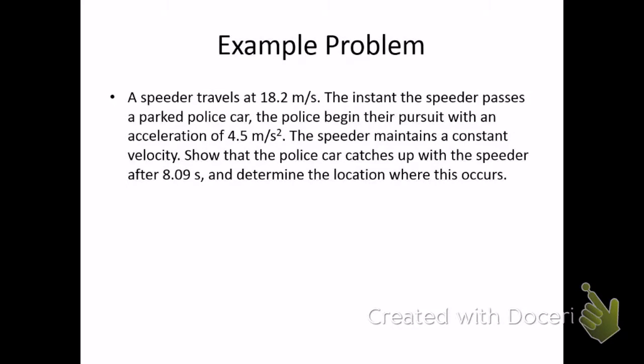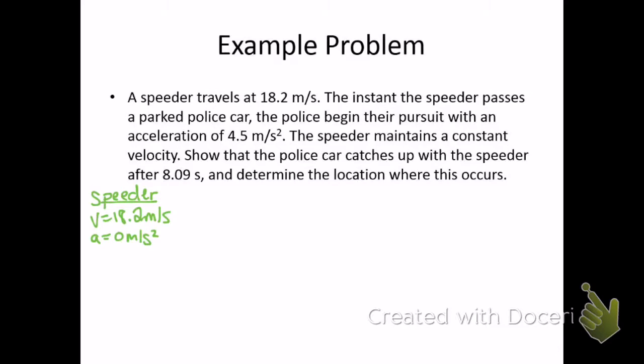So, when we go ahead and look at building an equation for our speeder, we are dealing with the fact that he is moving at a velocity of 18.2 meters per second. This is a constant velocity. That means our acceleration is equal to 0.